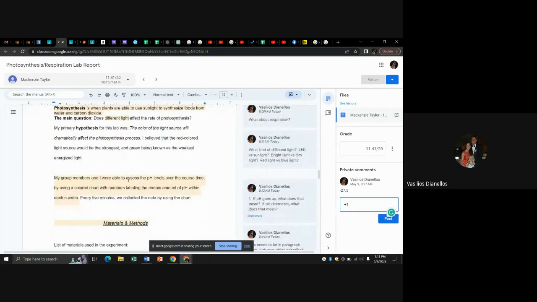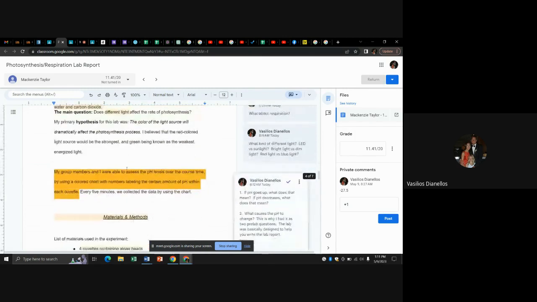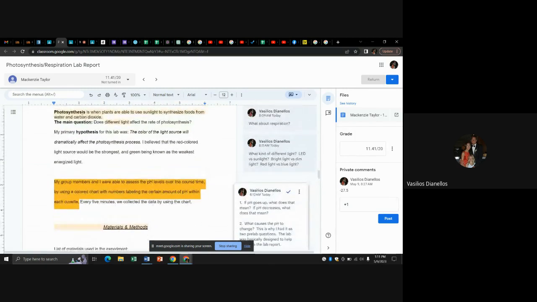My group members and I were able to assess the pH levels over the course of time. Okay, so this one, you just needed to explain it in more detail, right? So anybody who reads the lab report, the whole thing you should have enough information in the introduction where the whole thing makes sense. So here's where you would talk about all those things that you answered in the pre-lab, where you would say, as you said up here, well, I'll start with respiration.